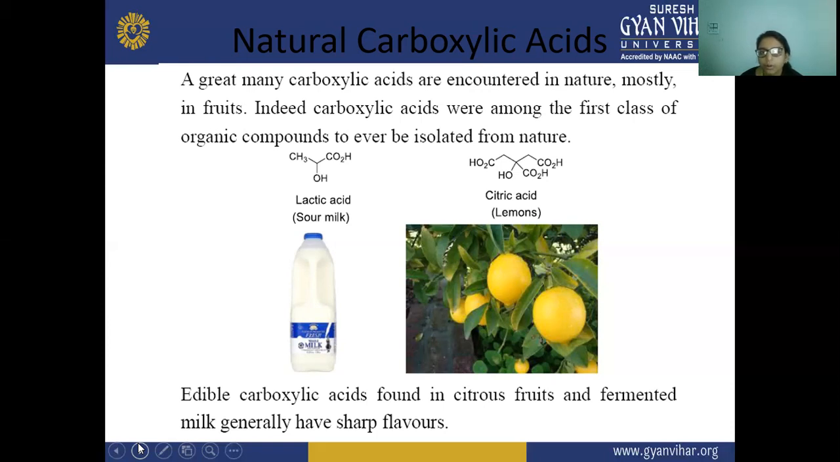So the two carboxylic acids that are encountered in nature are lactic acid and citric acid. Many more are also present in nature, but here we have shown two examples of carboxylic acids that we can isolate from nature.